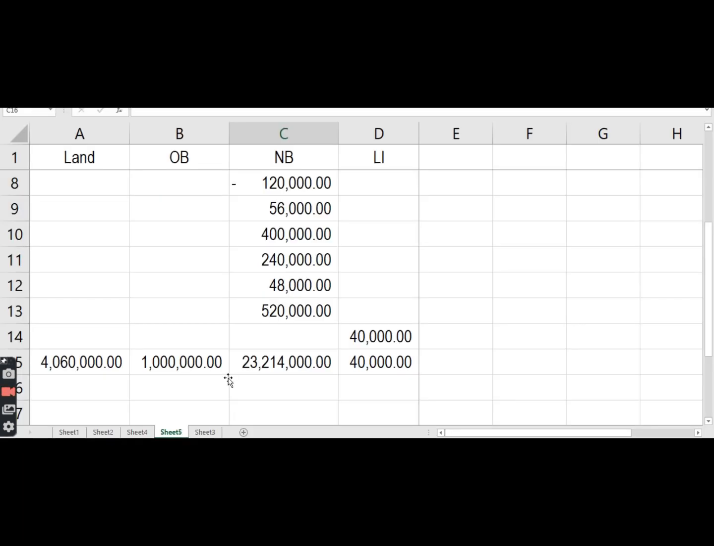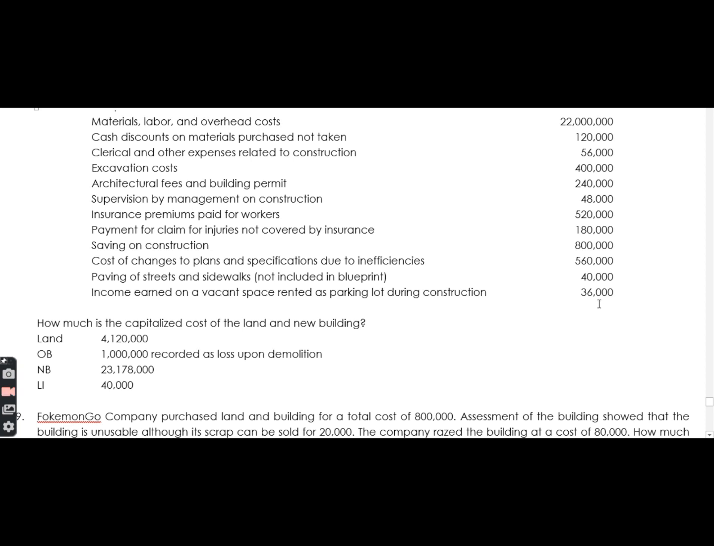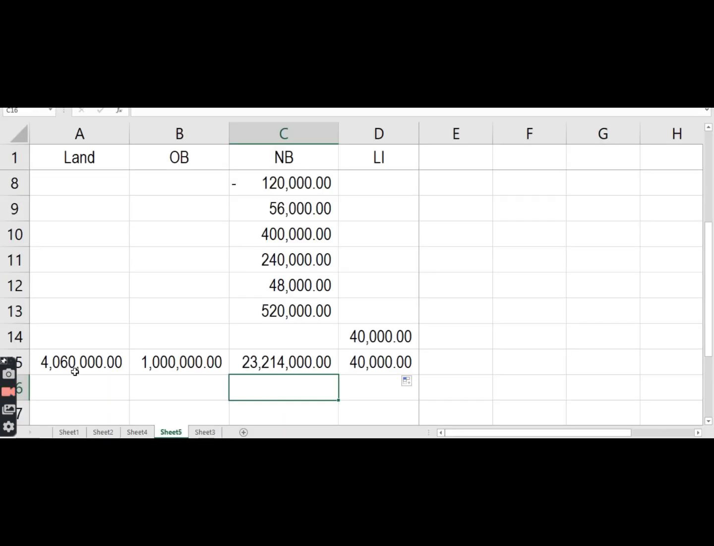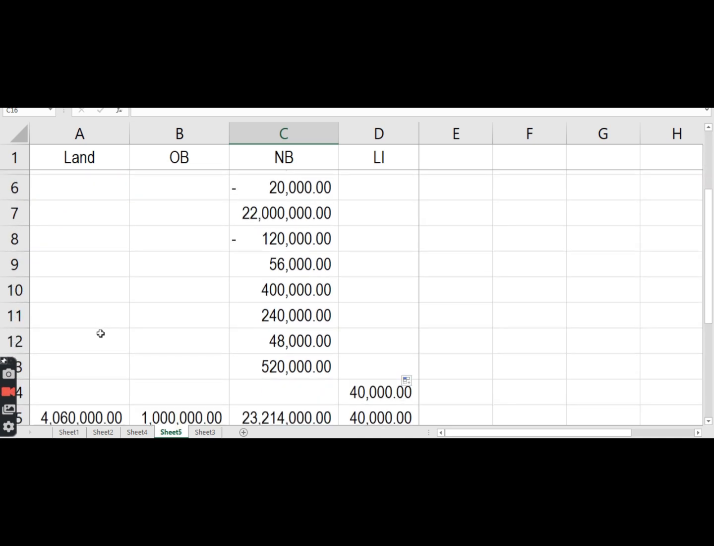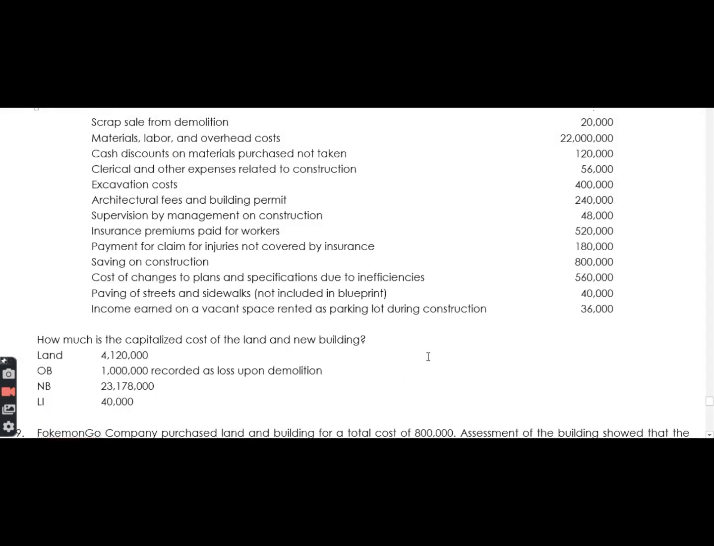Okay. So, wait, bakit na binawas to? Vacant space rented as parking lot during construction. Wait, check muna natin yan. So, ito yung land natin for 120. May na-miss pa tayong item. Bakit for... Wait lang.